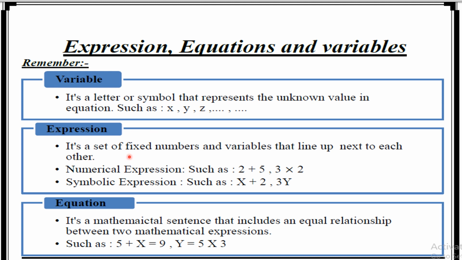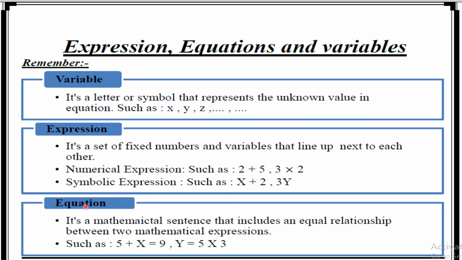An expression is a set of fixed numbers and variables that line up next to each other. Here we have two types of expressions. The first one is a numerical expression, such as 2 plus 5 or 3 times 2. Here we have a number, an operation, and another number, which means a numerical expression. And in a symbolic expression, we have x plus 2 or 3y, and 3y means 3 multiplied by y. Here we have a variable, which is x or y, an operation, like plus and multiply, and a number, which is 2 and 3.